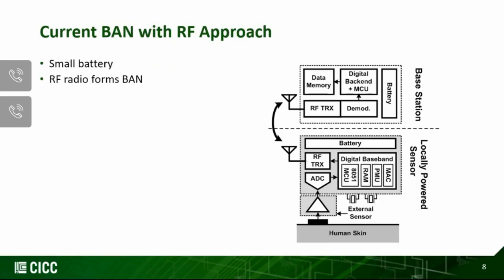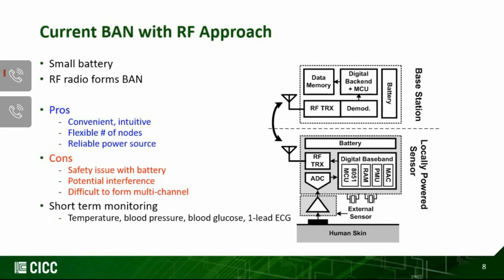Let's look at the current band with RF, typically having each sensor node with a battery, where the RF radio will be forming a band. This is a very intuitive and good opportunity to provide connectivity, very convenient, and the number of nodes is very flexible. For example, with Zigbee you can have up to 255 sensors, but noting that we will unlikely have more than tens of sensors around the body, it is practically an unlimited number of sensor nodes. And because you are using a battery, the power source is very reliable.